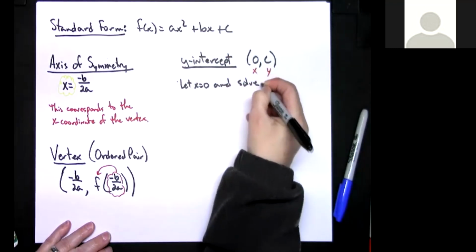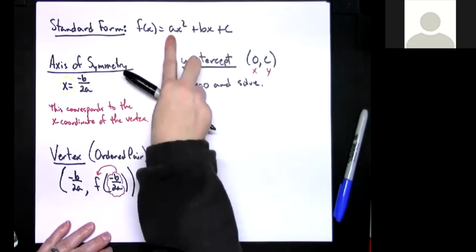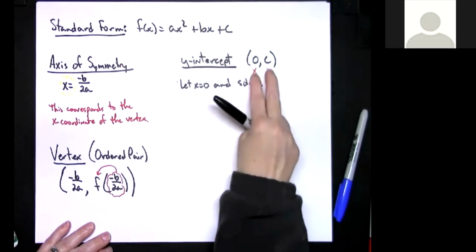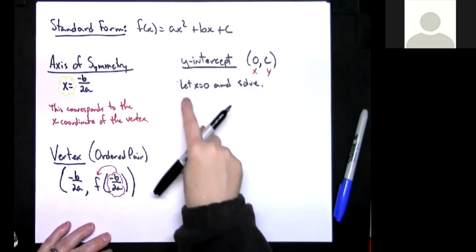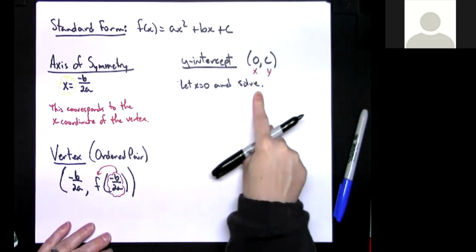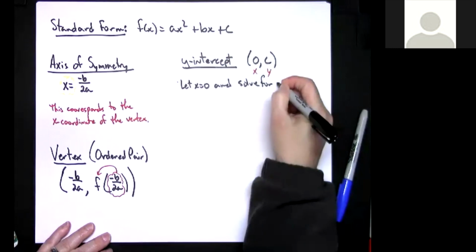If I let x equal 0, those two terms fall out. The only thing left is c. So that's why (0, c) has to be the y-intercept. I should have said: let x equal 0 and solve for y.